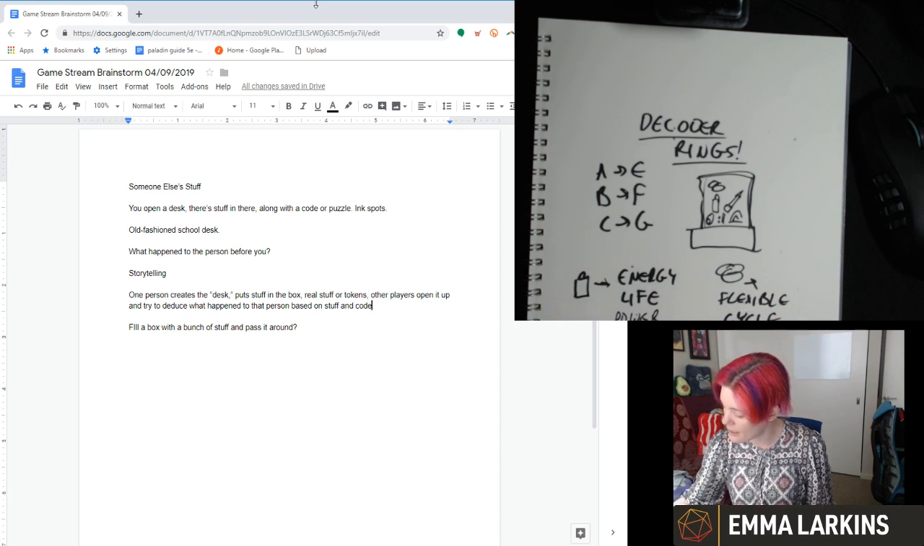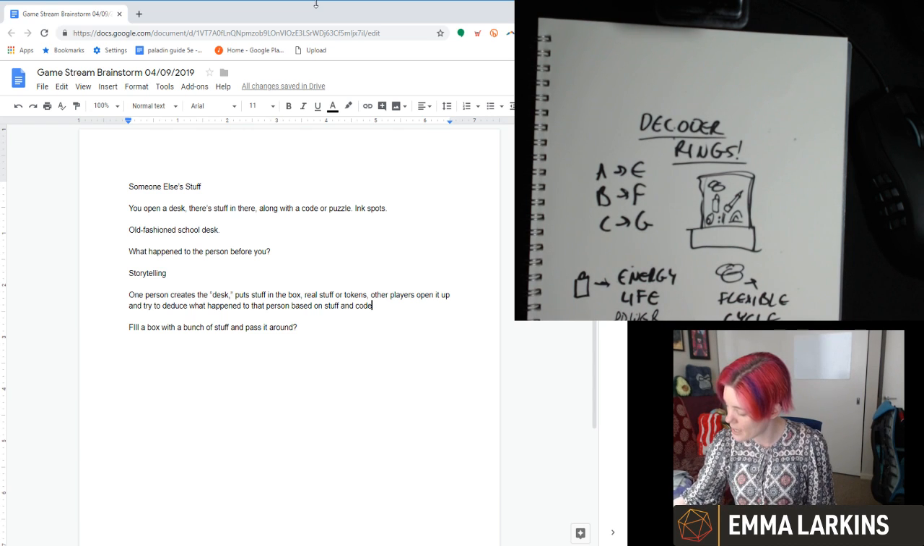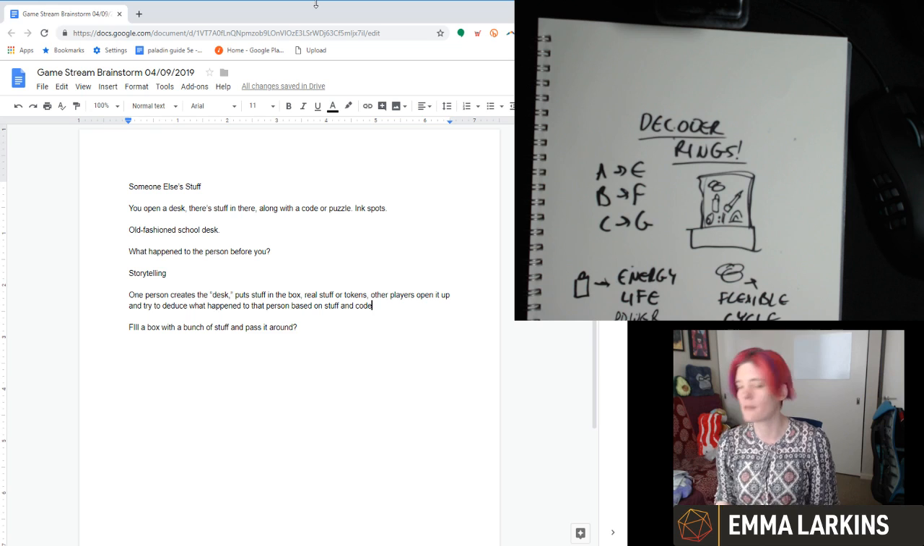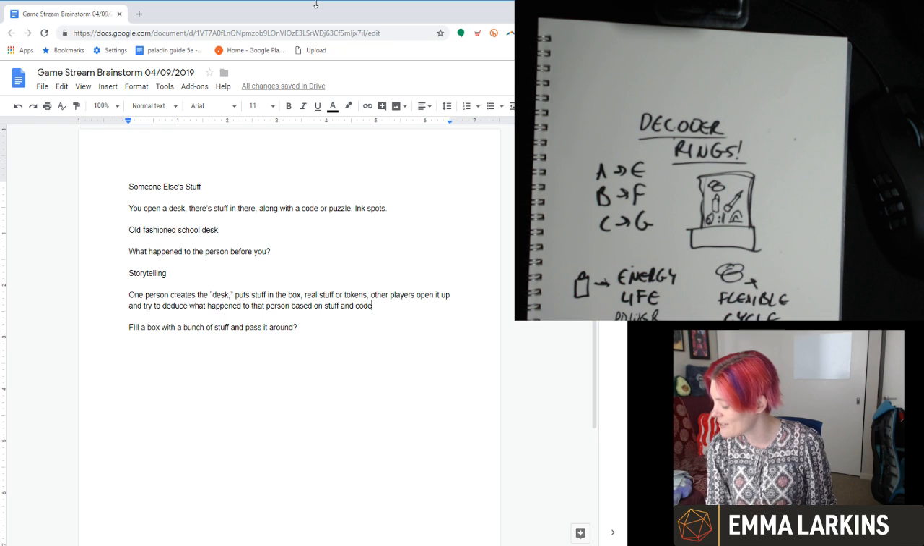Flexible, cycle, and then symbols down here that are open to interpretation, like bullseye. I had the idea of the one for sleep or dream. So you might come up with these four things. Say these four things were stuff that the player had put into the drawer. Alright, so we're trying to figure out what happened to this previous tenant. They disappeared from the school. We're trying to leave a secret code in their desk for us to figure out.